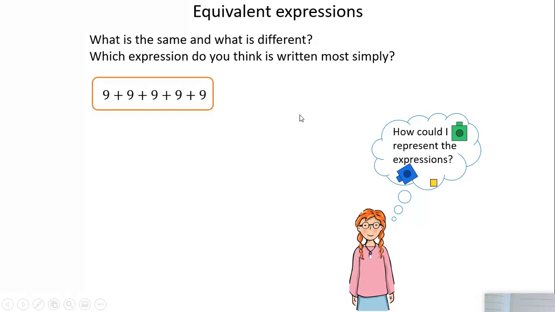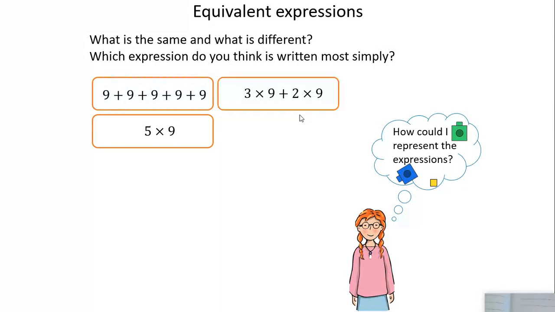Here's an expression: 9 plus 9 plus 9 plus 9 plus 9. 5 times 9. 3 times 9 plus 2 times 9. 6 times 9, take away 9. Now, these are all equivalent expressions. They're expressions because they are written in this form. You've got a term plus a term plus a term, or you've got different terms here, and they're equivalent. They are the same. If you work all these out, you'll get the same answer.